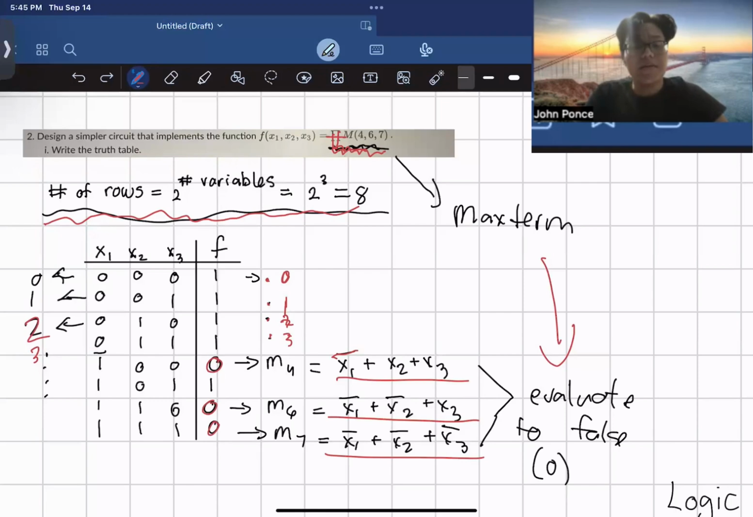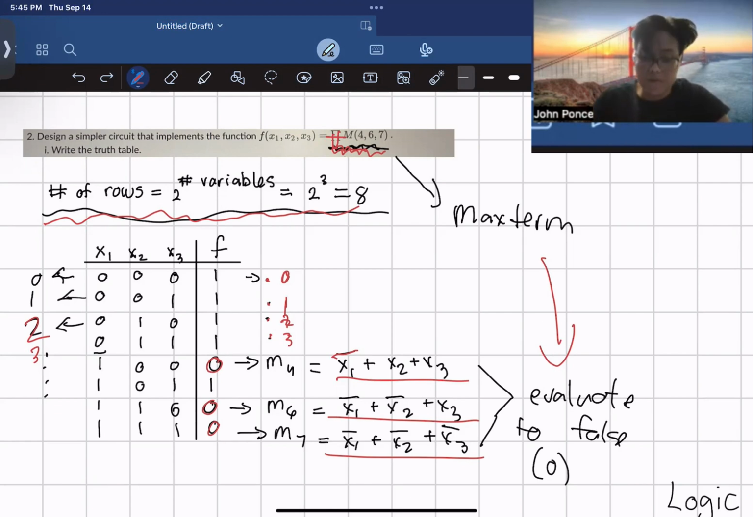Now the next part toward this problem is to draw a truth table, and we can create the number of rows here by using the formula 2 to the power of 3. We use 3 because there are 3 variables in the function, which equals 8 rows. Now the first row of the truth table would evaluate to the binary number 0, the next one would be binary number 1, and so on.